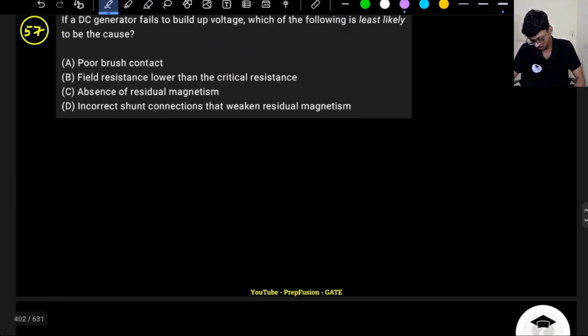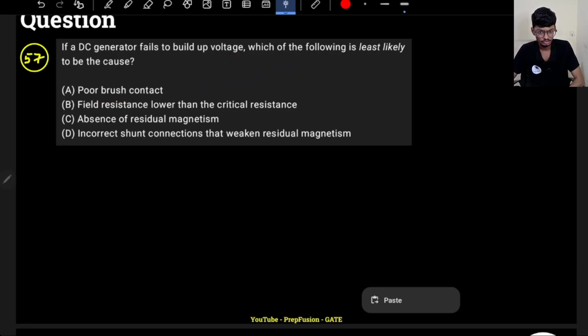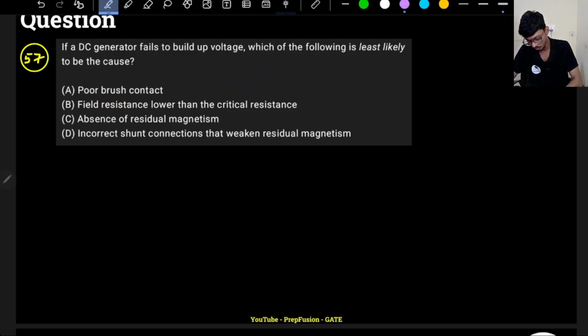Okay, let's read the next one. If a generator fails to build up voltage, which of the following is least likely to be the cause? Imperfect or poor brush contact. If there is poor brush contact, there will be more brush drop, VBD will increase. So of course the residual voltage will not be enough to nullify this voltage. So yeah, this is a valid cause.